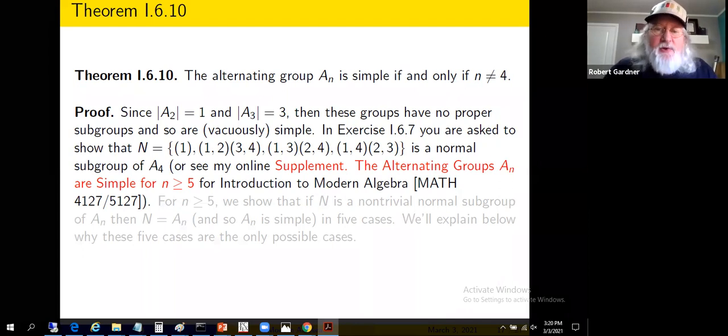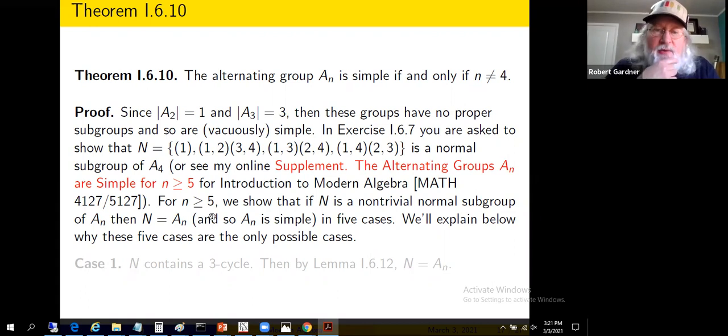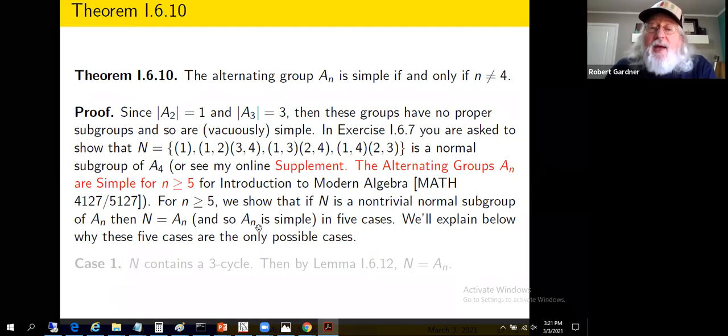So that takes care of the little cases. Now we'll consider, working under the umbrella assumption without loss of generality, that n is greater than or equal to 5. We'll show that if N is a non-trivial normal subgroup of A sub n, then N equals A sub n. In other words, A sub n has no non-trivial proper normal subgroups. The only non-trivial normal subgroups are A sub n itself, and that's not a proper normal subgroup. So A sub n is simple.